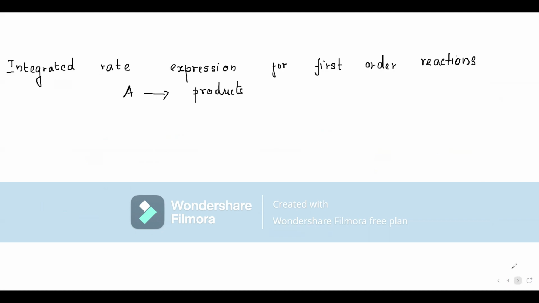Now, what is the integrated rate expression for a first order reaction? Zero order reaction is not in ISC syllabus. That's why straight away we are doing this first order reaction. Now, to represent a first order reaction, I have taken A gives products. Now, rate of the reaction.